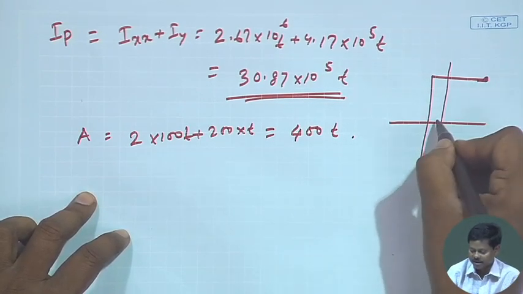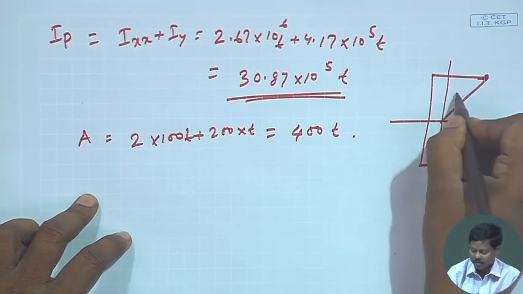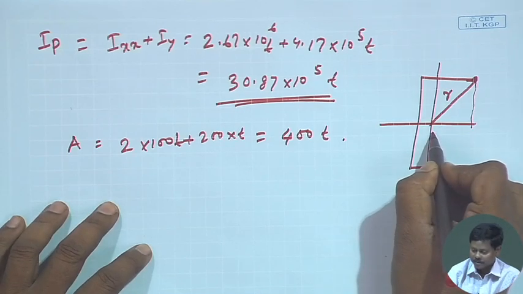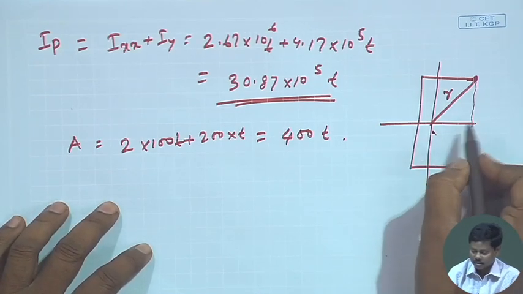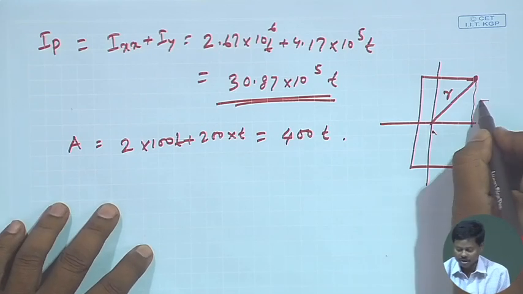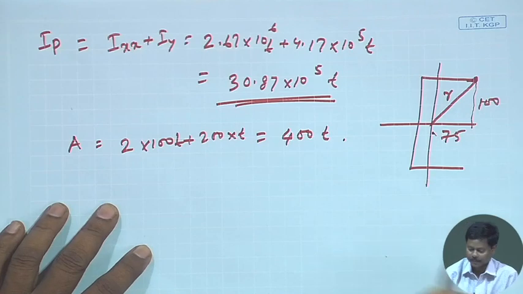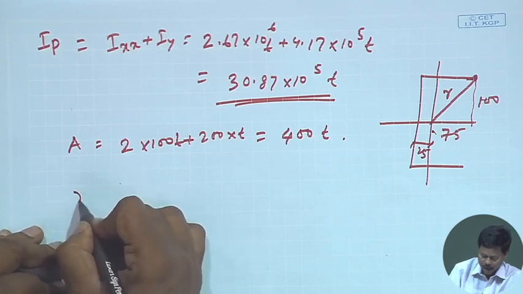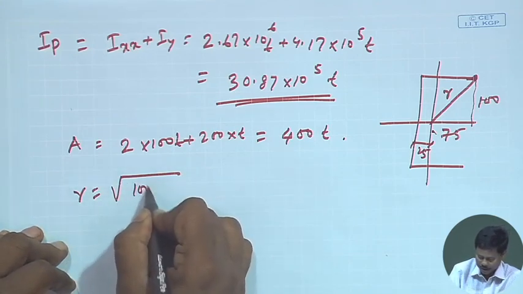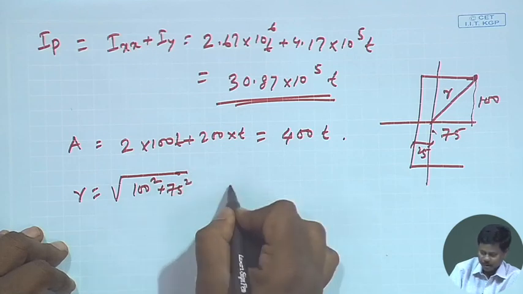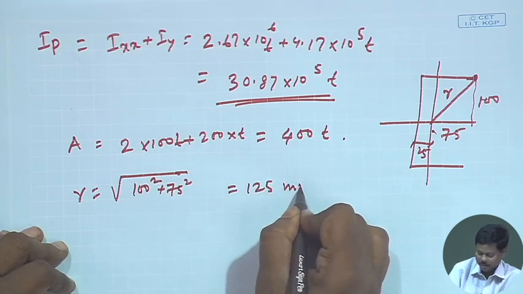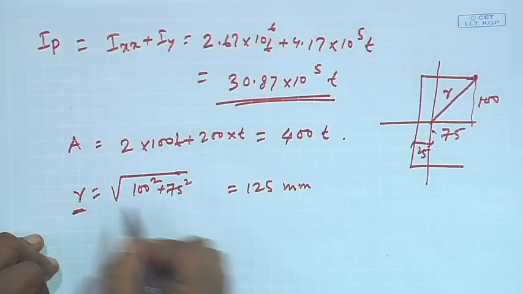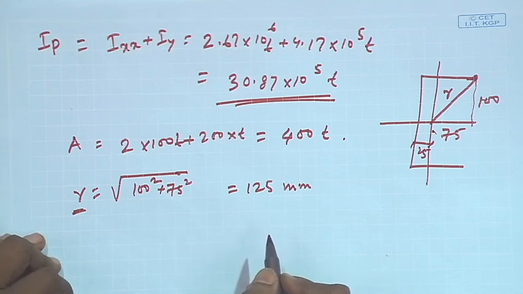This will be the maximum radial distance. So, this R we have to find out. This R will be the square root of this distance. How much? This is 100 and this is 75, because this is 25, right. So, R we can find out as square root of 100 square plus 75 square. So, that we can find out as 125 millimeter, right. So, now once we find R, we can find out the PB value.